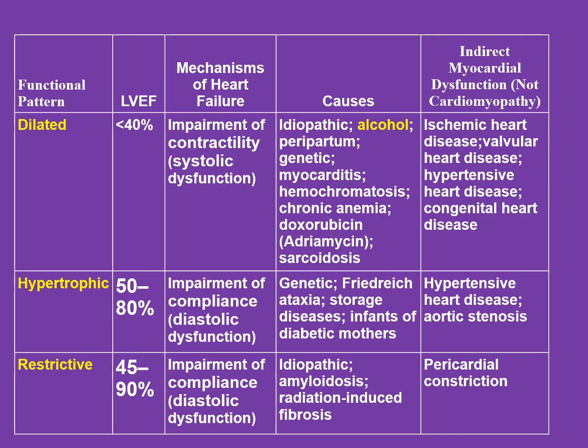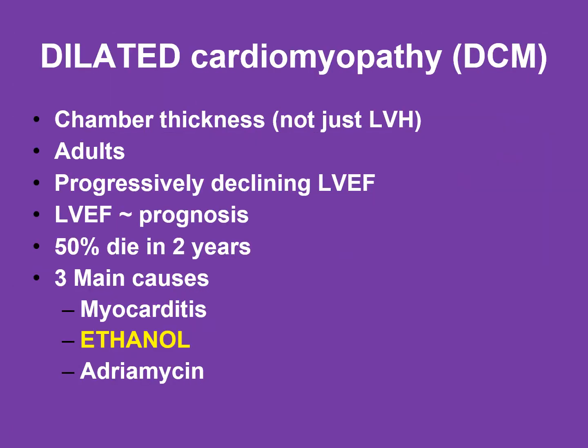So this is a table which is very important. In dilated, among the important etiologies are alcohol, possibly Adriamycin, and sarcoidosis. Hypertrophic can be from genetics. It is seen in athletes, usually a very athletic person who suddenly dies of arrhythmia, or you have a diagnosis of sudden cardiac death, and then you see hypertrophic cardiomyopathy, Friedreich ataxia, storage diseases, and other conditions. Restrictive can be idiopathic, amyloidosis, or radiation induced.